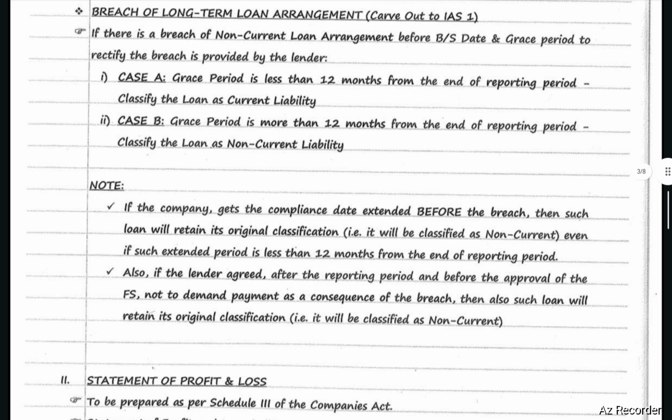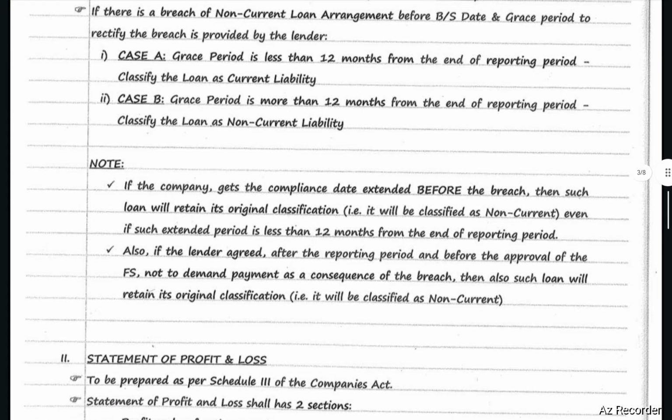If there is a breach of non-current long-term loan arrangement before balance sheet date and a grace period to rectify the breach is provided by the lender, then we need to check the grace period. If the grace period is less than 12 months from the end of the reporting period, it shall be classified as current liability. If the grace period is greater than or equal to 12 months from the end of the reporting period, it will be classified as non-current liability. If the company gets the compliance date extended before the breach, then such loan will retain its original classification. That is, it will be classified as non-current even if such extended period is less than 12 months from the end of the reporting period.